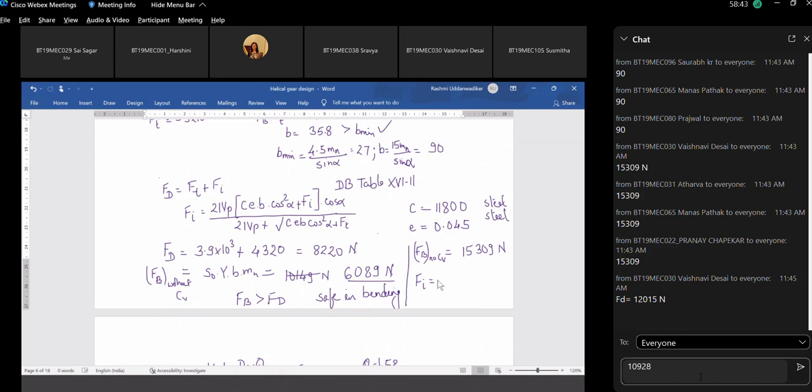Vaishnavi is getting FD as 12,000 newtons. Now this looks safe. What is the new Fi value, Vaishnavi? Earlier it was 4320. What is the new value? 8115. 8115, yeah.